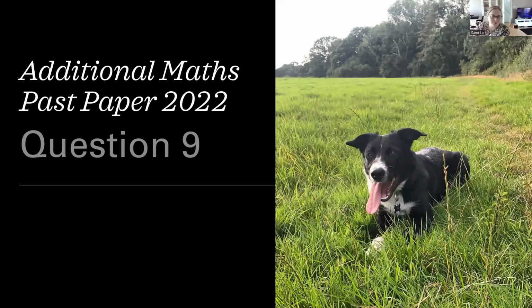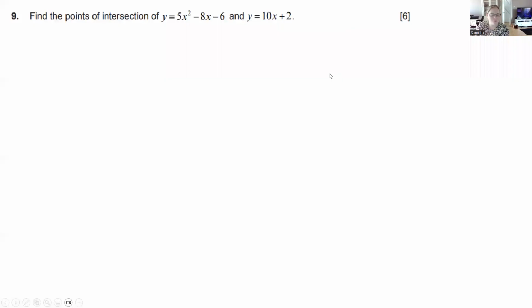Question 9 of the additional maths paper 2022. This question, we've got points of intersection. So what we're going to be doing is equating them to each other and solving them, and then subbing in to find y. So it's like a method of simultaneous equations, kind of the substitution method. So let's start that off.